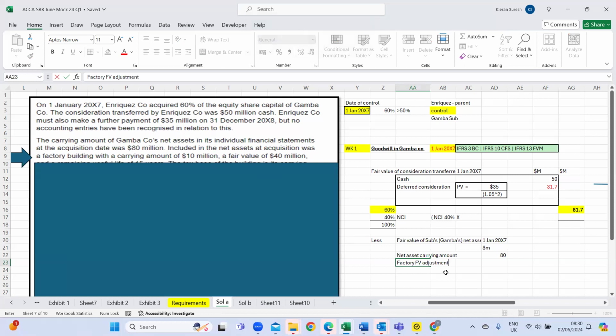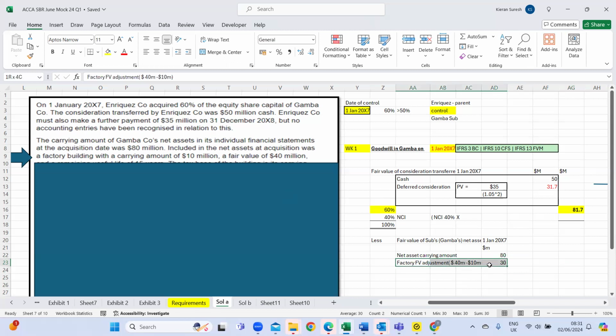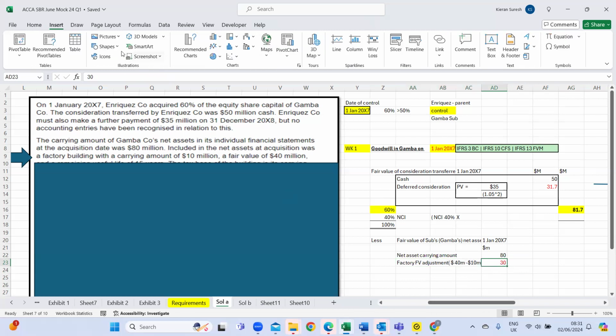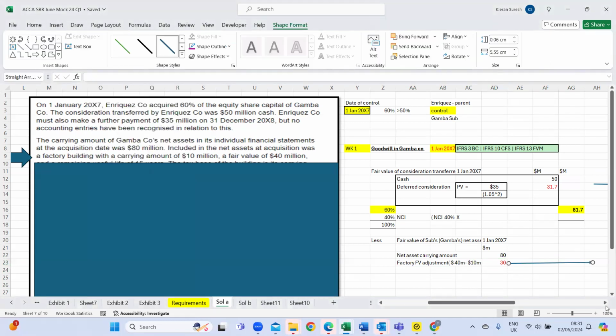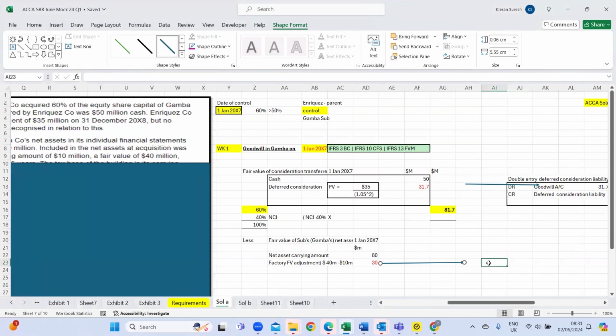So how do I work this out? Fair value was 40, and what was recorded is 10 million. So 30 million is the fair value adjustment. Make note of this too. Now see this figure: they missed it, they didn't record it. So when you do the pre-populated spreadsheet, this figure has not been taken into account. So this needs to be recorded in the pre-populated spreadsheet.